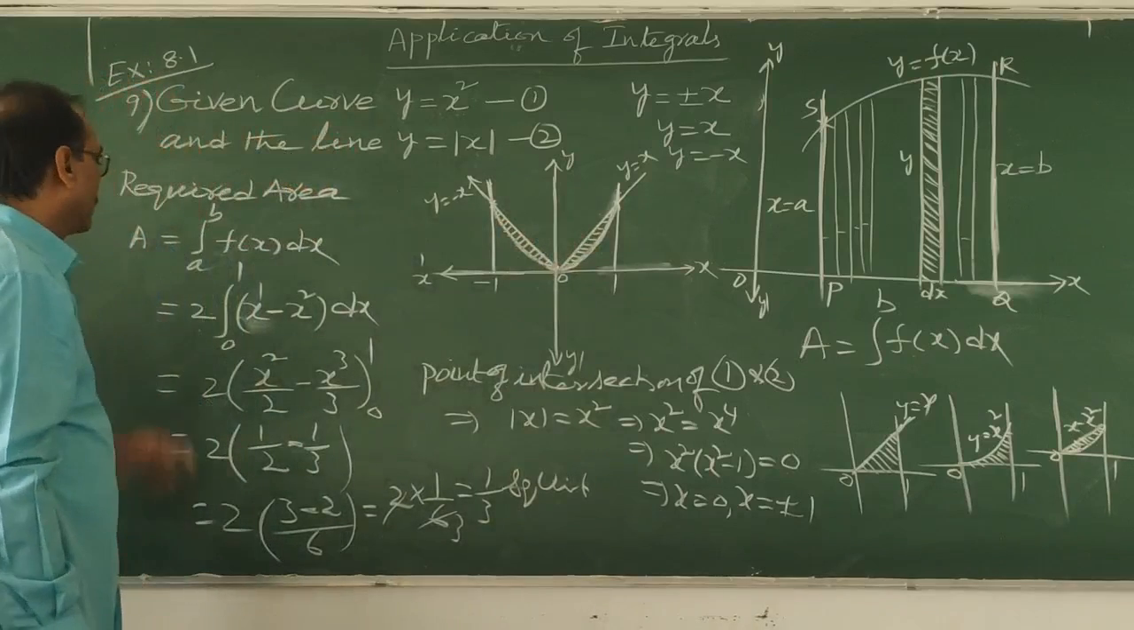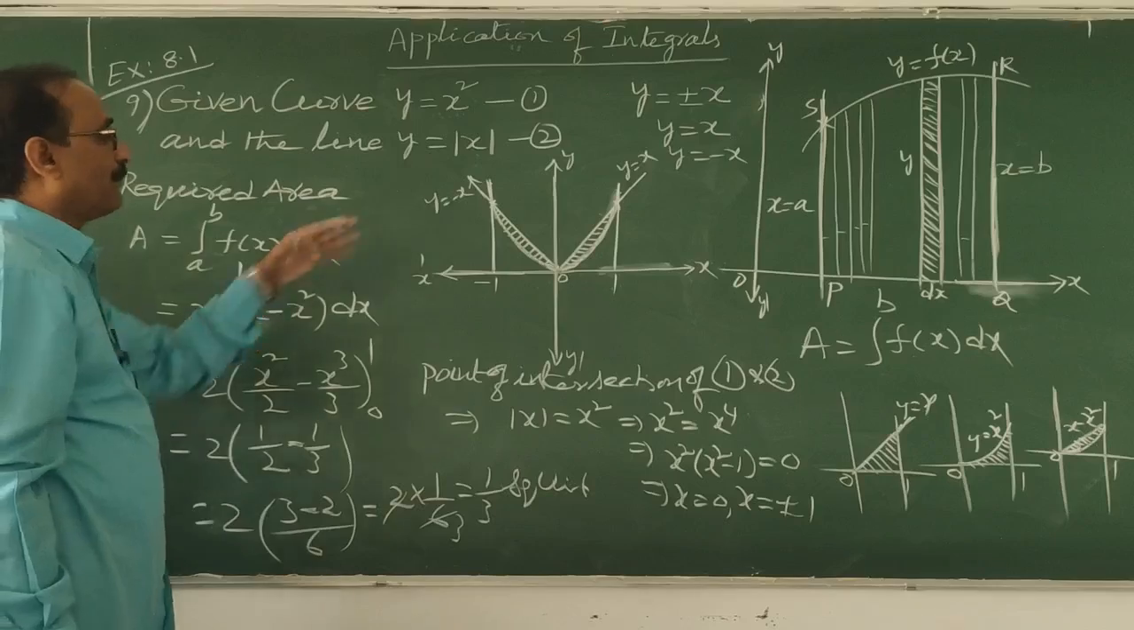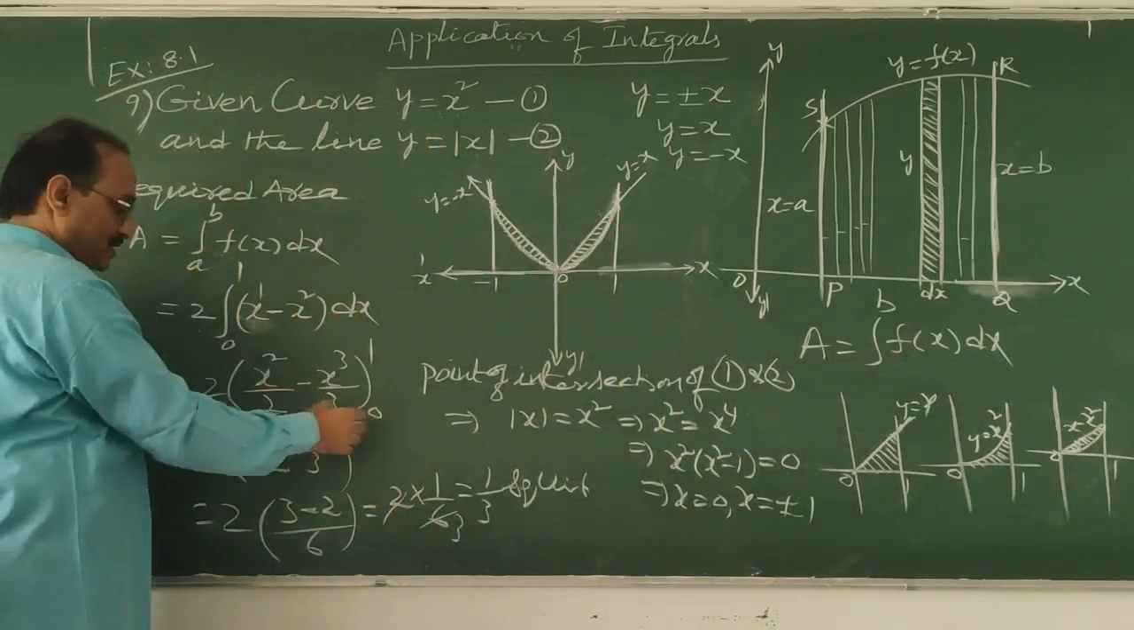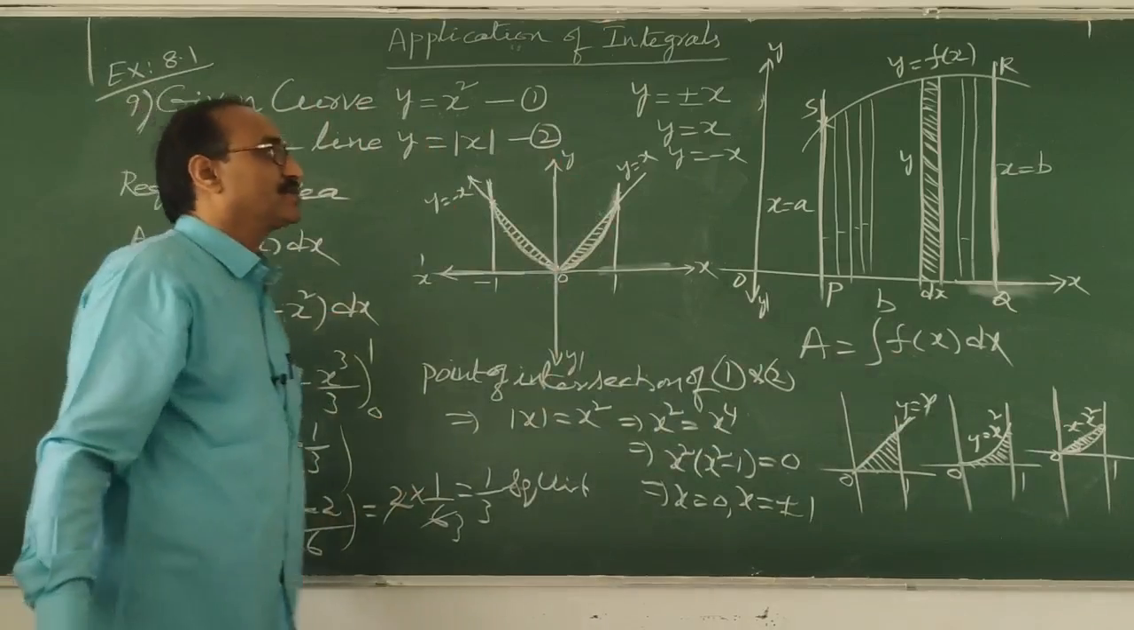Basing on that, 2 into 0 to 1, upper minus lower curve, as I told you. I put here x minus x square dx. Finally, I got 1 by 3 square units.